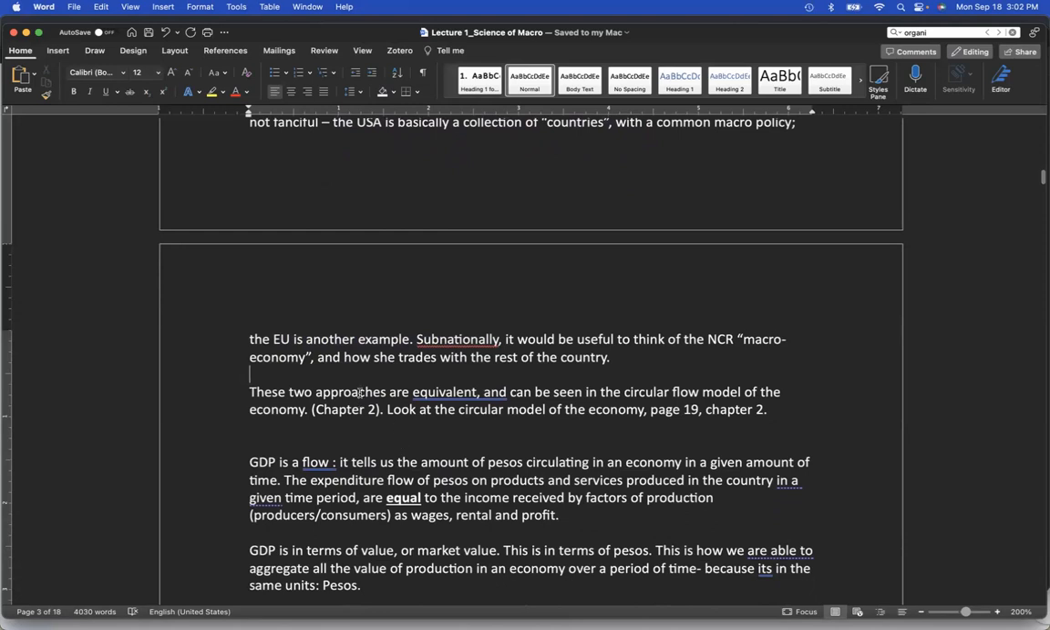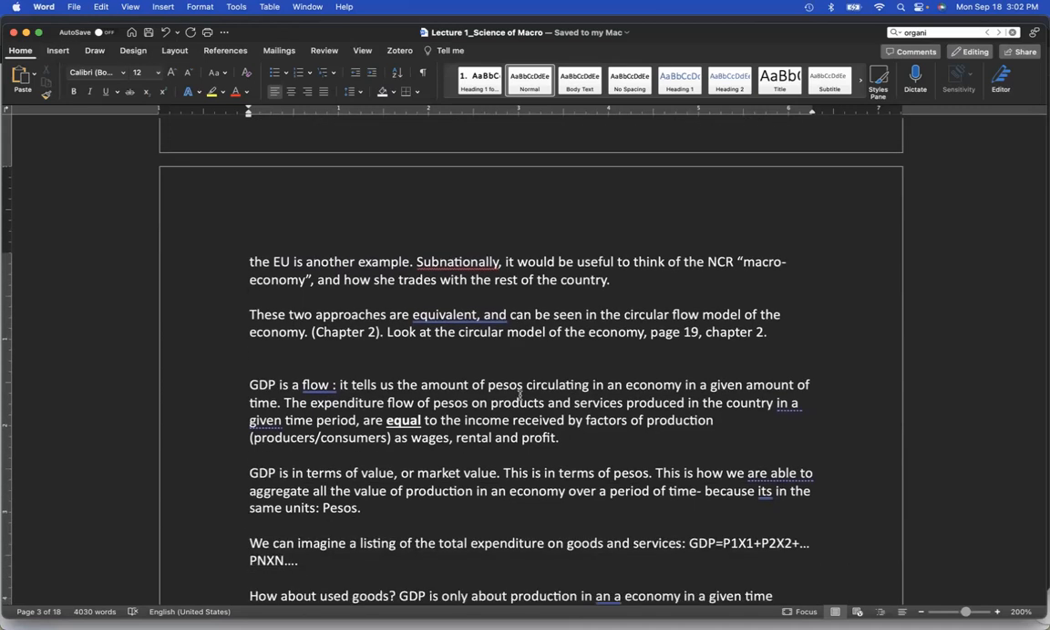Now let's go back to income and expenditure. So these two things are equivalent and can be seen in the circular flow model of the economy.